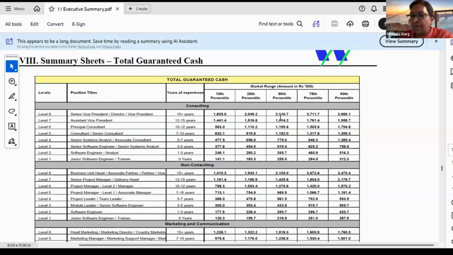Got it? Okay, guys. So I wanted to show you this report, which is almost similar to what you have all done in your work calculating all that. Okay, let's get back to it.